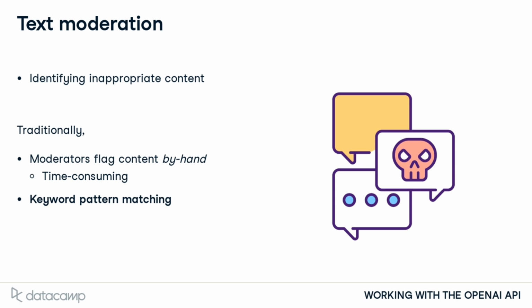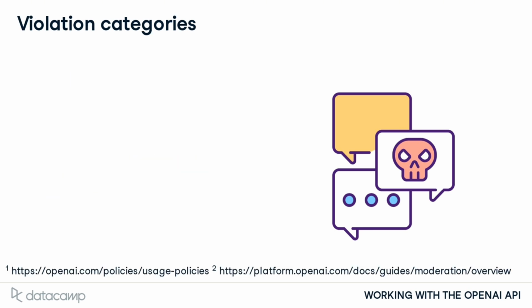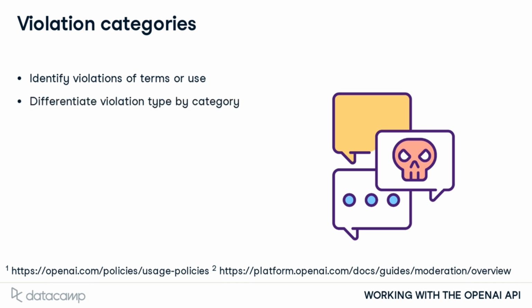Manual moderation is extremely time-consuming, and if multiple moderators are involved, introduces a subjective element that may result in inconsistencies. Keyword pattern matching, although much quicker and able to run round the clock, can be a clumsy tool that misses some malicious content while accidentally flagging perfectly good content, because it doesn't understand nuance or the context of the discussion. To prevent the misuse of their own models, OpenAI have developed moderation models to flag content that breaches their usage policies. The OpenAI moderation models can not only detect violations of their terms of use, but also differentiate the type of violation across different categories, including violence and hate speech.